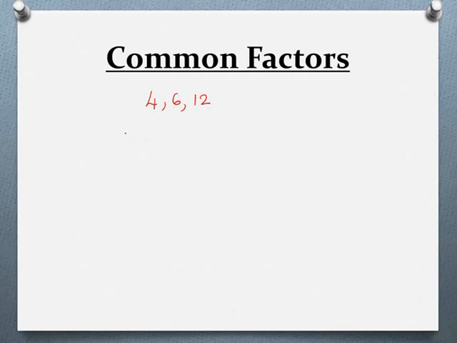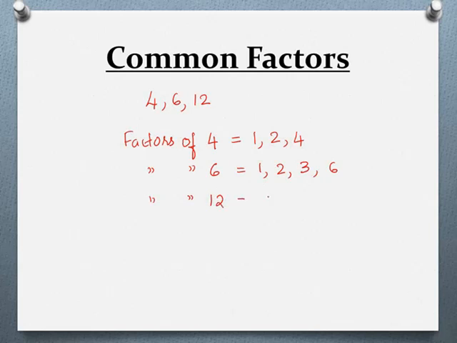For that we have to list out all the factors of 4, 6 and 12. So the factors of 4 are 1, 2 and 4. Factors of 6 are 1, 2, 3 and 6. Factors of 12 are 1, 2, 3, 4, 6 and 12.